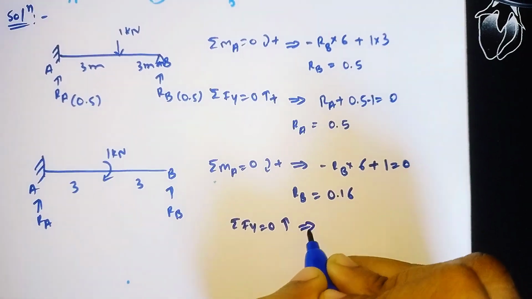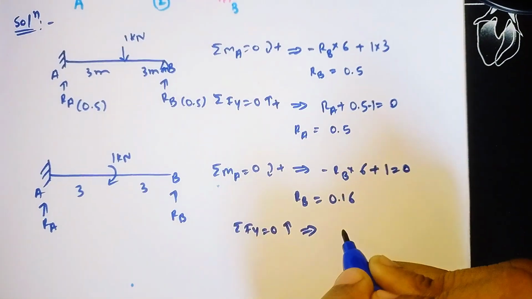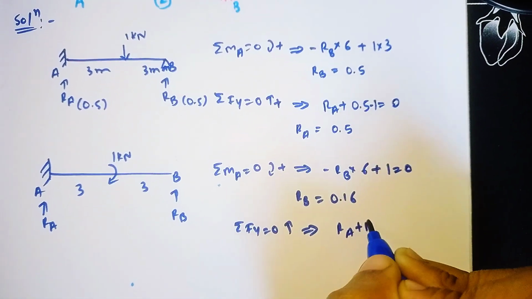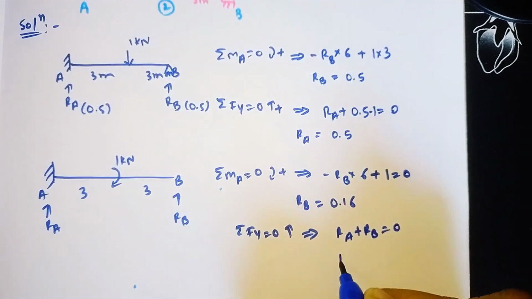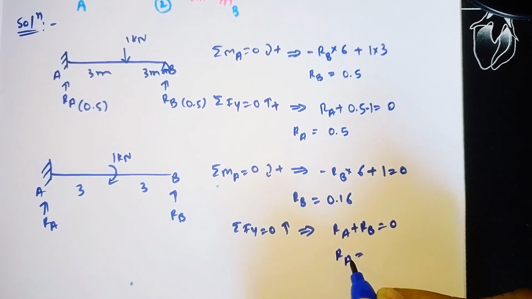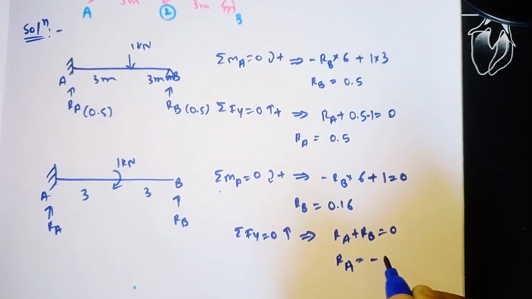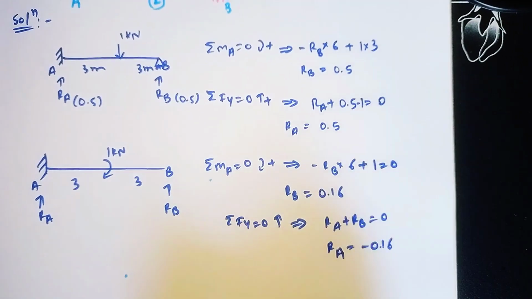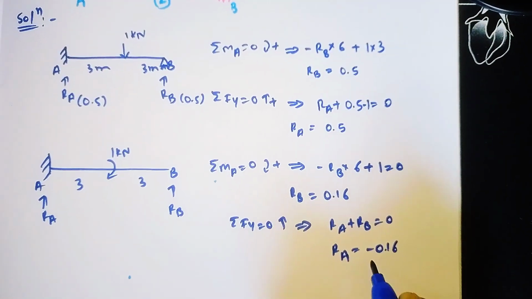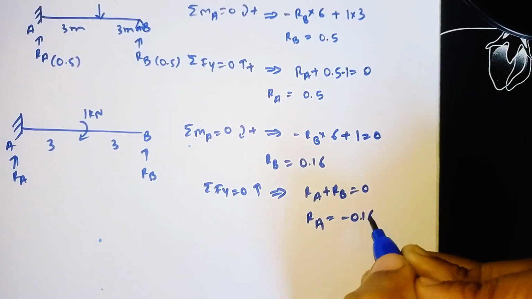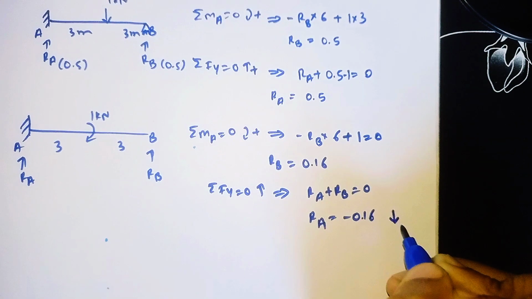So now summation of all the vertical forces is equal to 0. Upward we need to take as positive. So here RA and RB are the upward forces. So RA plus RB is equal to 0. RB we got was 0.16. So now put that value. If I take it to the right side, it will become minus. So minus 0.16 is the answer for RA. So it is moving downward.